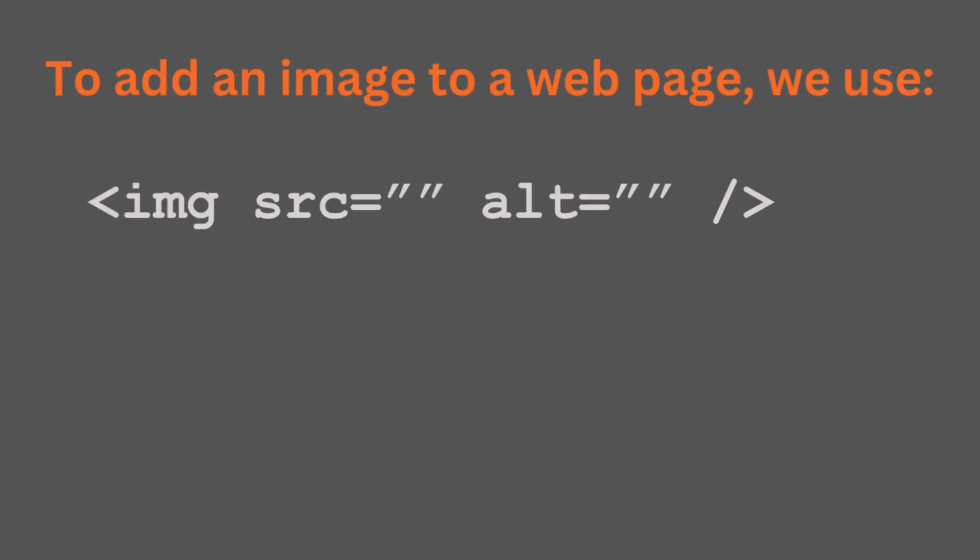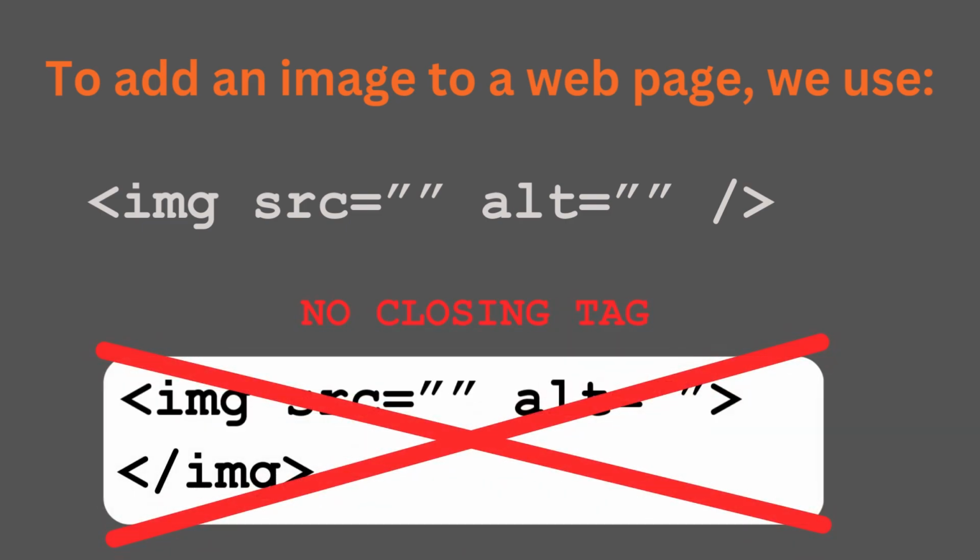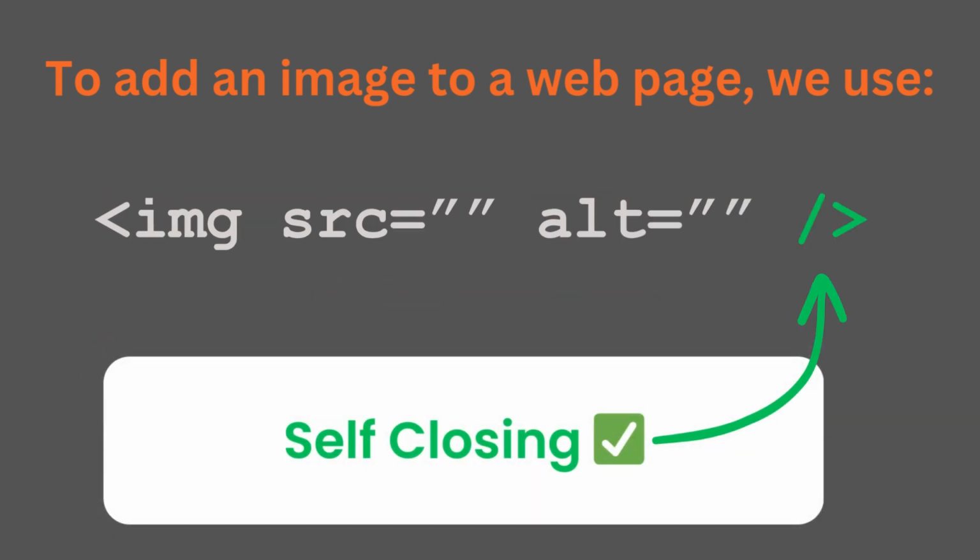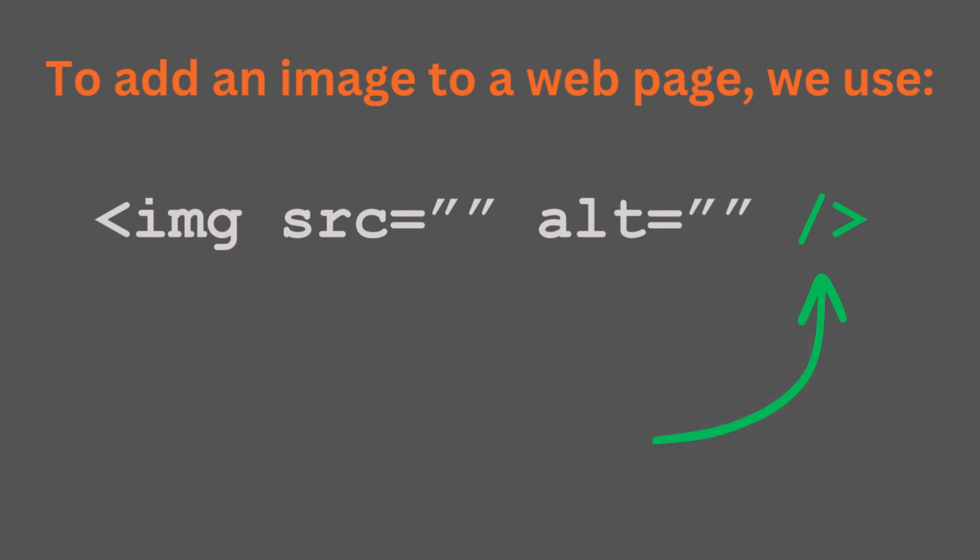Alright, so in HTML, we use the image tag to add images. But there's one thing that makes it different from tags we've used so far. The image tag doesn't have a closing tag. It's one of the few tags in HTML that's self-closing, which means it just stands alone.